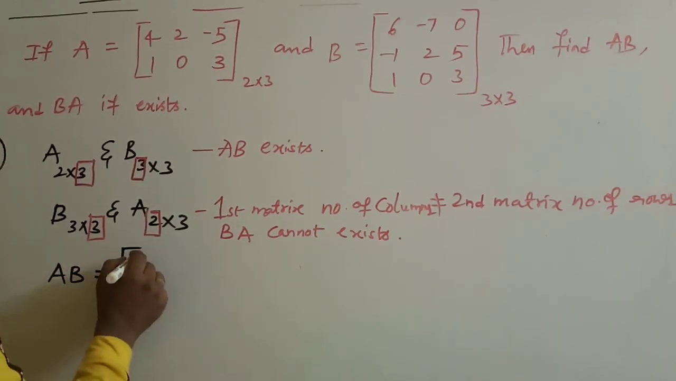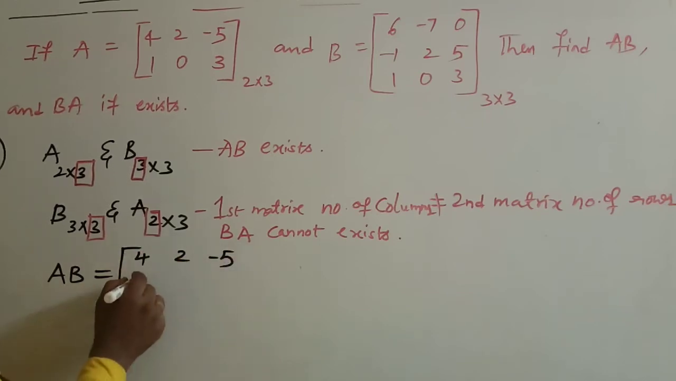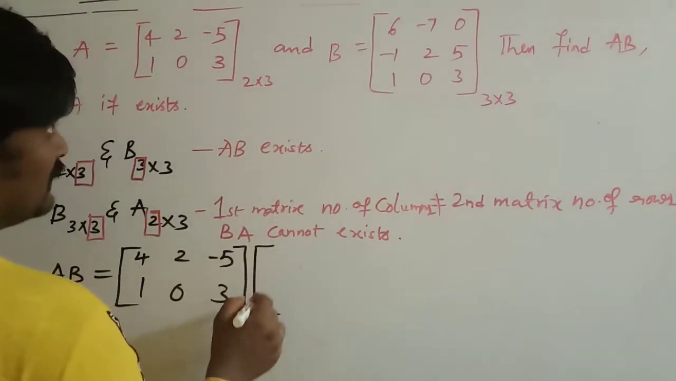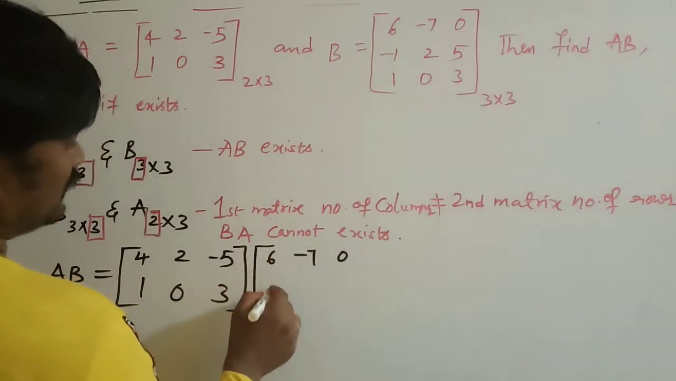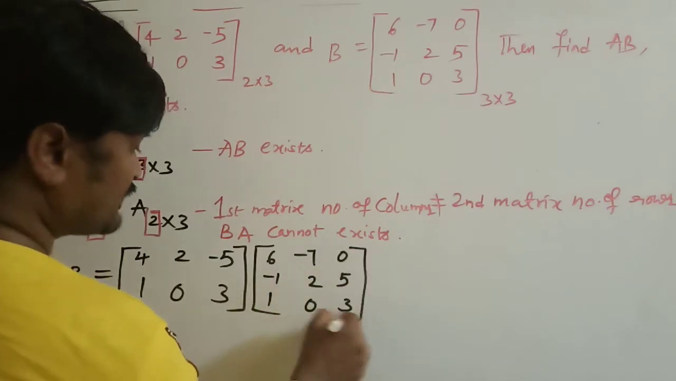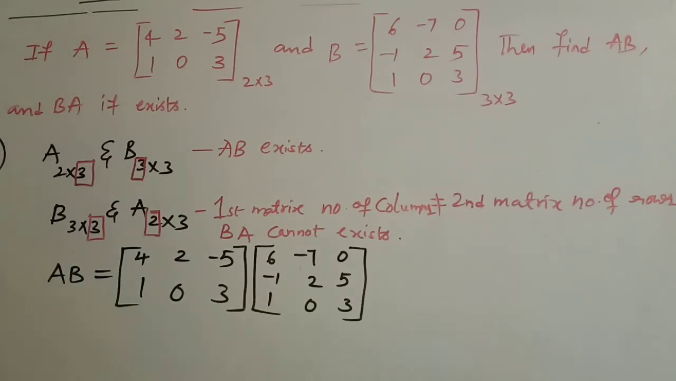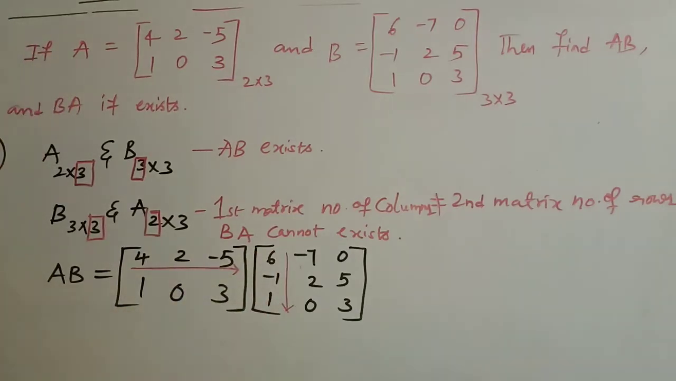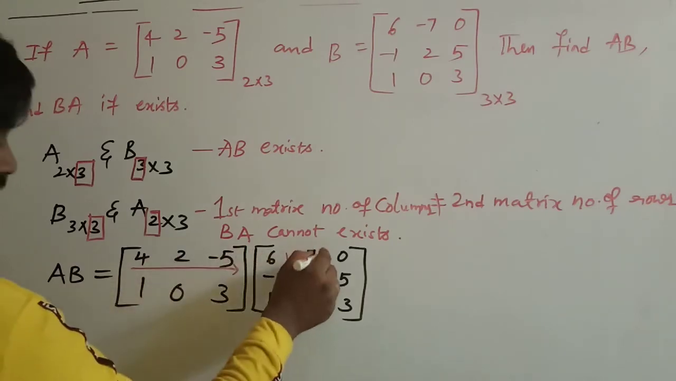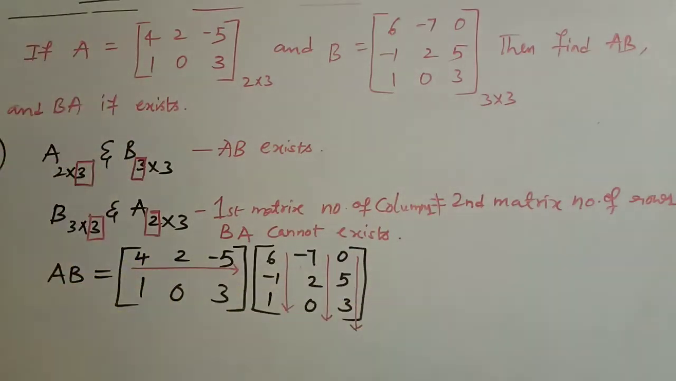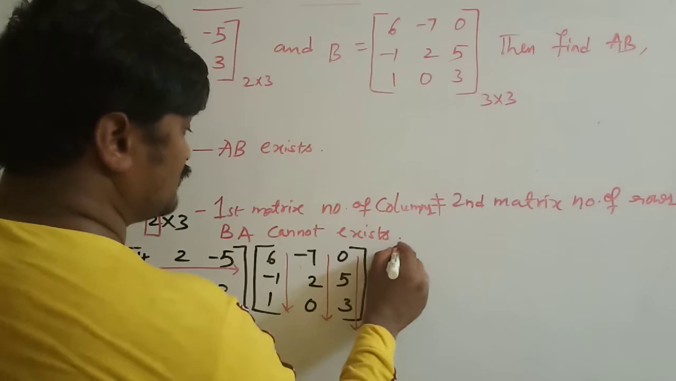So first, what is your A? [4 2 minus 5; 1 0 3]. Second one, B is [6 minus 7 0; minus 1 2 5; 1 0 3]. How, sir, do we need to multiply? Clearly remember, always the first row needs to be multiplied with the first column, and then again the first row multiplied with the second column, then the first row with the third column, then you will complete only the first row. Same method for the second row. That way, first we complete the first part, then you can understand clearly.